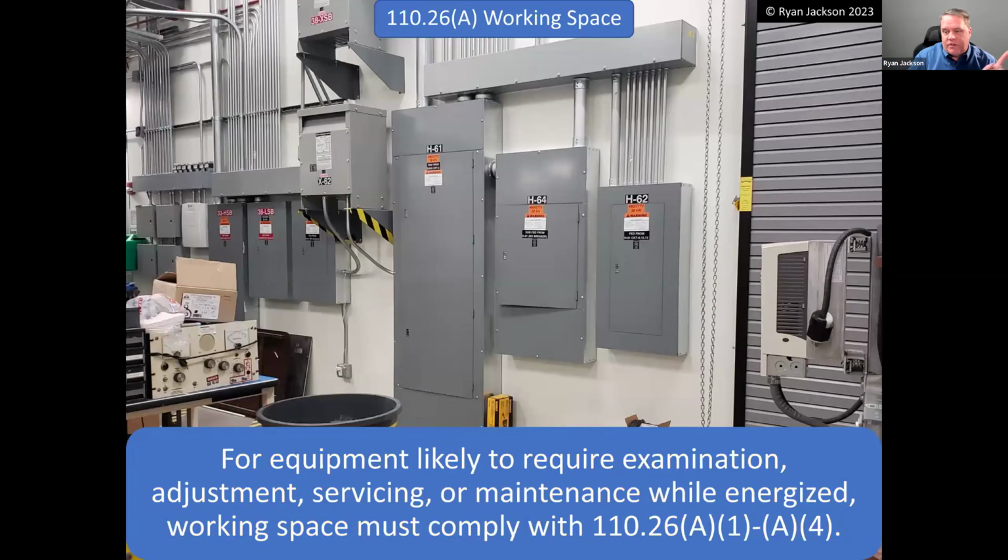110.26, general statement says, look, everything has to be capable of being worked on safely. More specifically, A says for equipment likely to require examination, adjustment, servicing, or maintenance while it's energized, working space must comply with A1 through A4. Now, that can be as simple as a person measuring voltage, right?